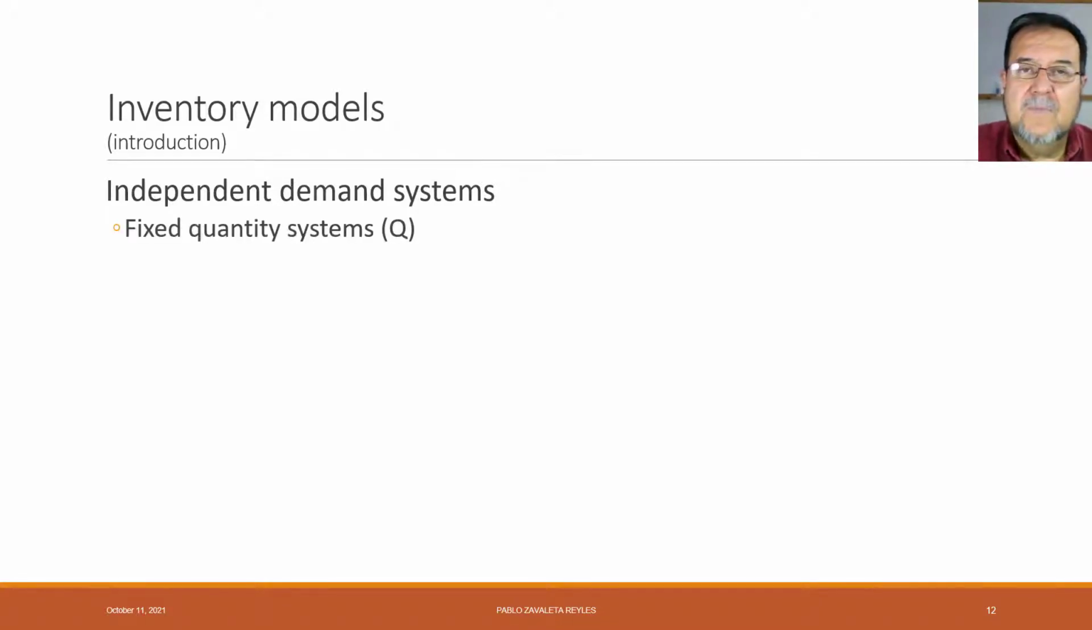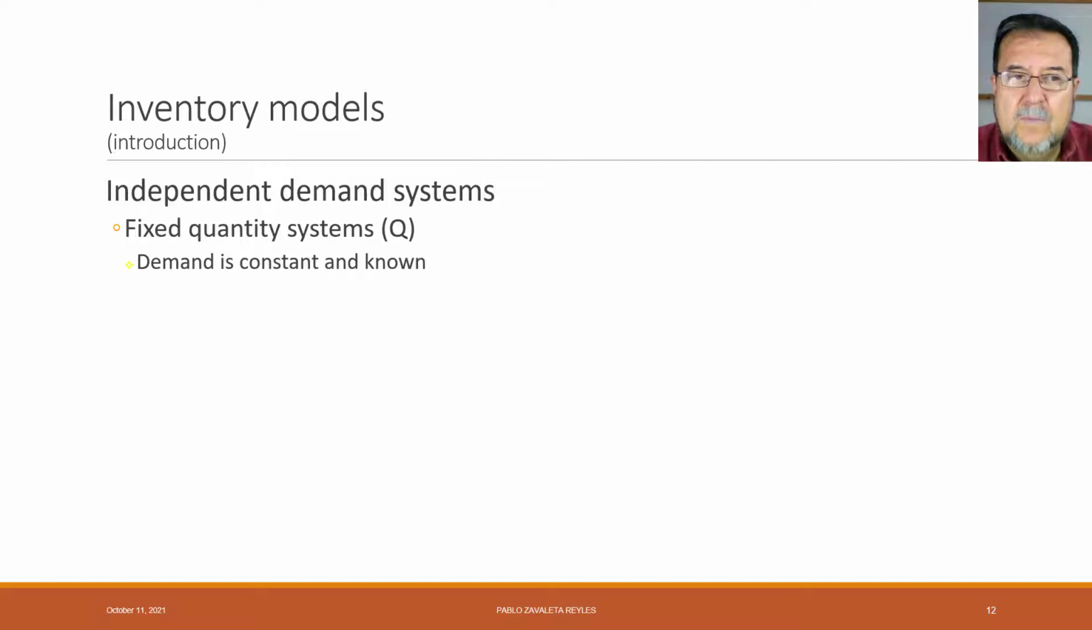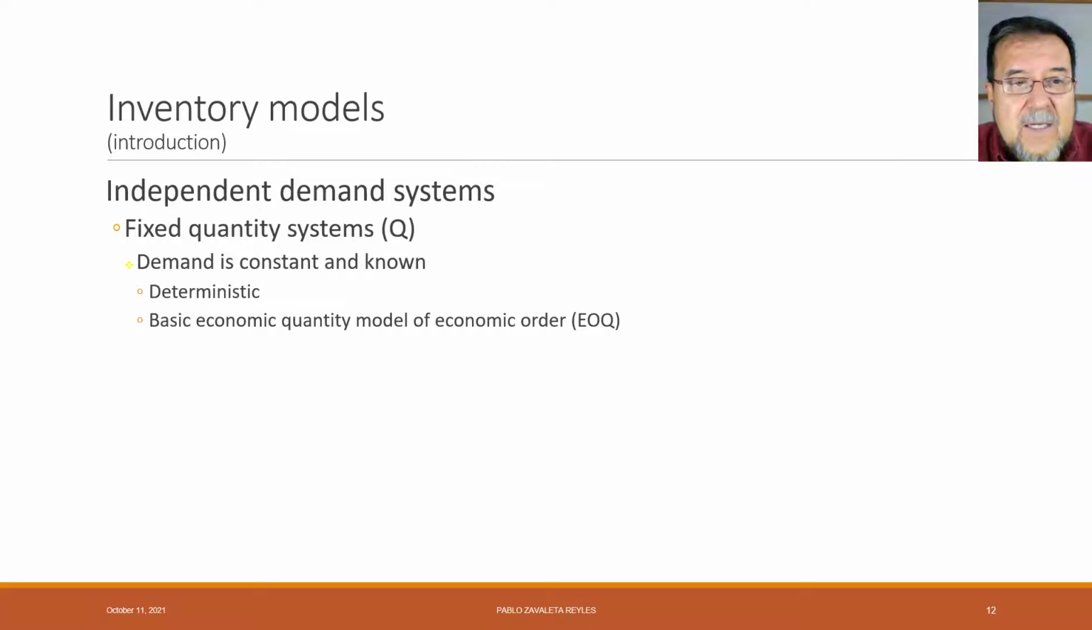And those can be grouped into 2. The first area are the fixed quantity systems. That is where we establish a certain quantity, Q, and then we can calculate it according to 2 main reasons. The first one is demand is constant and known. Here we're talking about deterministic. We can use the basic economic order quantity model, or EOQ.